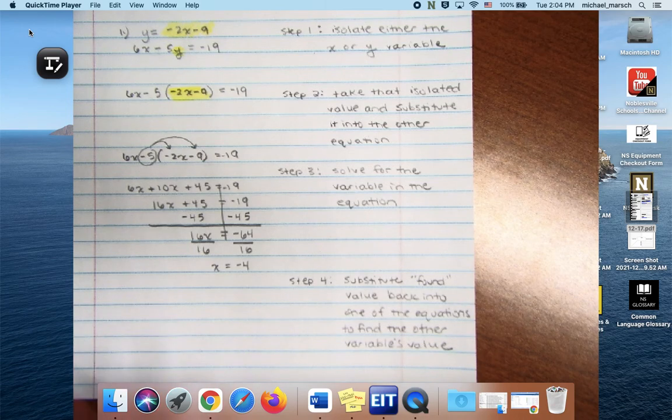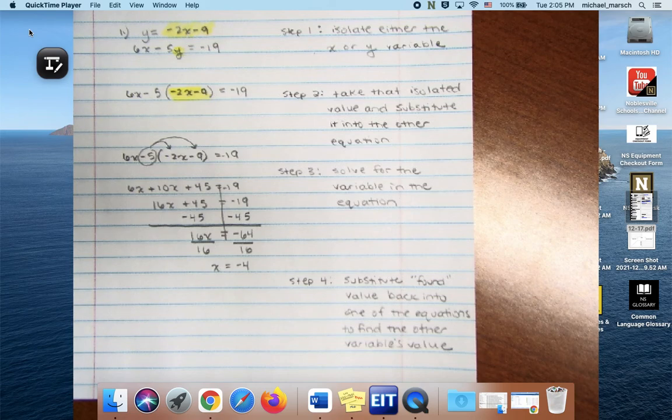Okay, the last step is to substitute the found value. So I don't want to say x and y because you might not always be solving for one or the other. So the found value is x equals negative 4. And as Eden said, we're going to put it back into one of the equations to find the other variable's value. So if you found y, you have to go back and find x. If we found x, like we just did, we go back in and we find y.